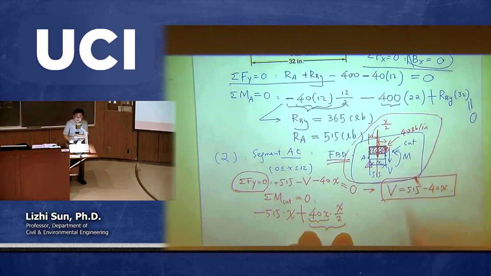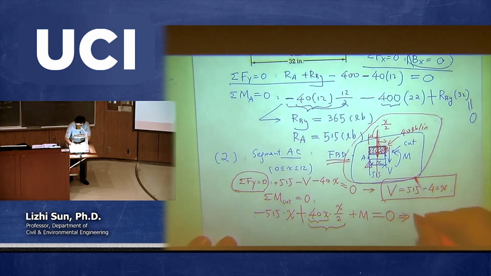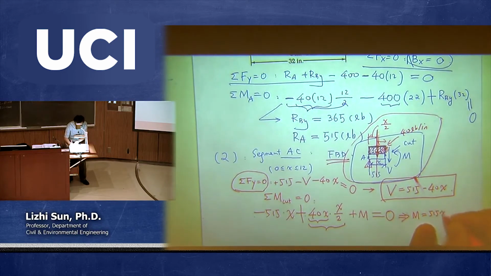Now we have the existing internal moment, which is counterclockwise. Then you just add that moment, and the sum goes to 0. The shear does not contribute to this equation because the shear is passing through the cutting point. Any questions? Okay, so from this equation, we should be able to calculate M, which is the bending moment. So the moment equals, keeping this on the right hand side, 515x minus 20x squared.